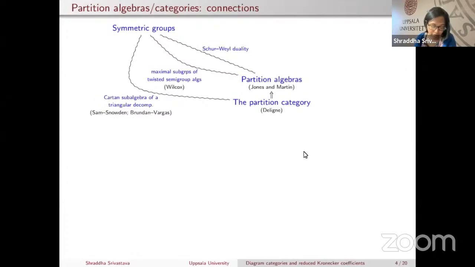Specifically, with the partition category, we have a triangular decomposition. Since we are looking at all partition algebras all at once, in the category all the maximal subgroups also combine, and they give something called the Cartan subalgebra. This notation was introduced by Brundan and Vargas, and slightly different terminology was used by Sam and Snowden.